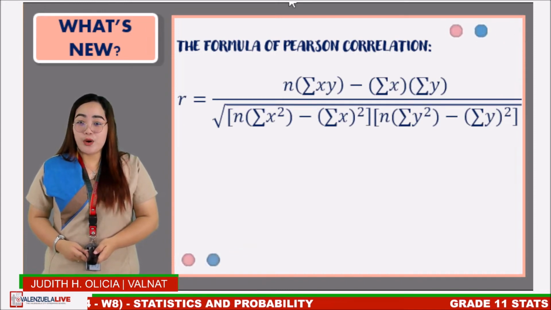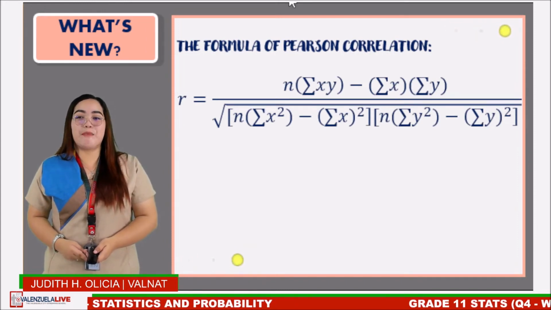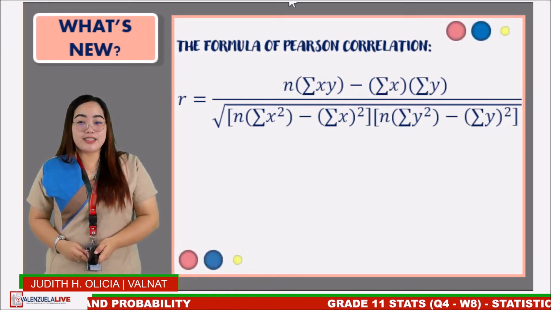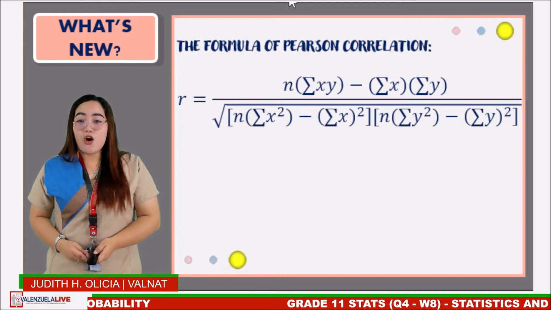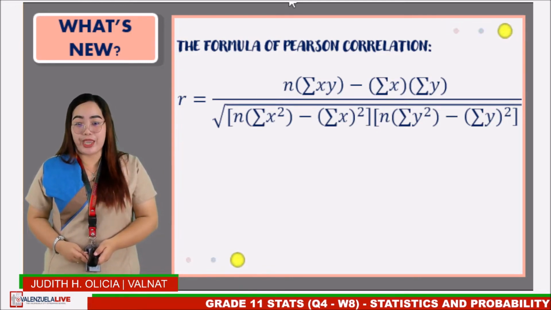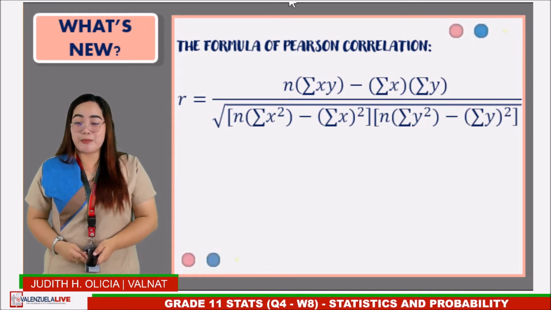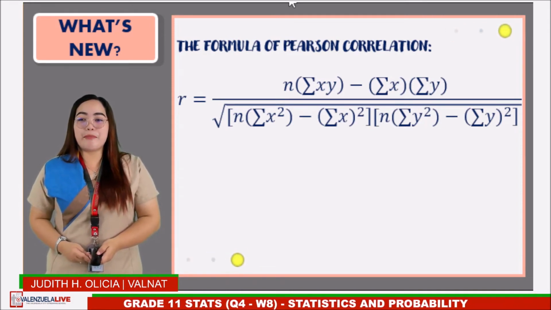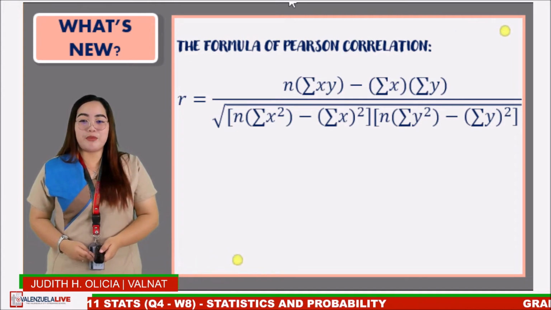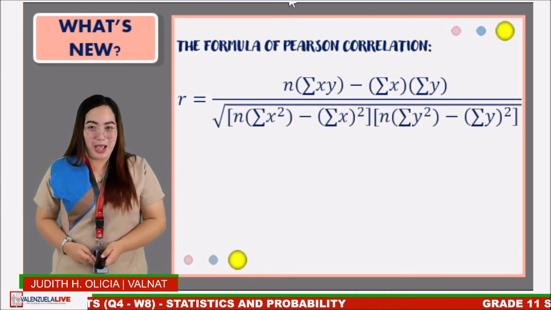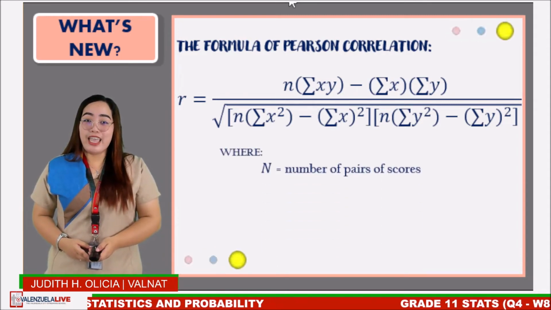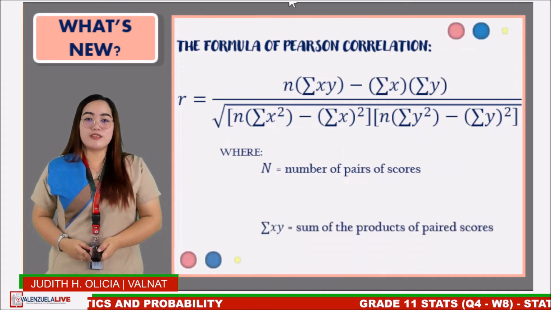R is equal to N multiplied by summation of XY minus summation of X times summation of Y, all over the square root of N multiplied by summation of X squared minus the square of the summation of X, multiplied by N times summation of Y squared minus the square of the summation of Y, where N is the number of pairs of scores.